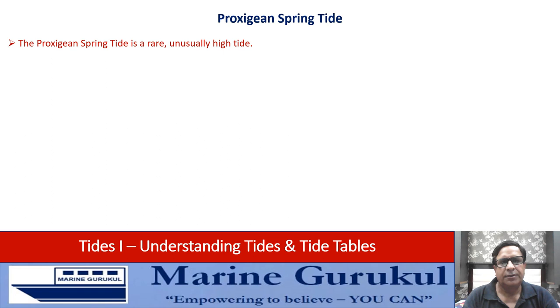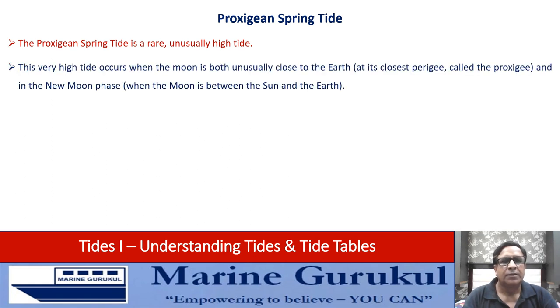Proxigean spring tide is a rare, unusually high tide. So it's obviously a type of spring tide, but in a special condition. This very high tide occurs when moon is unusually close to the earth, that means moon is at perigee, or it's also called proxigee. So when moon is closest to the earth, it is said to be at perigee or proxigee. And in the new moon phase, when the moon is between the sun and the earth, the tide that occurs in this condition is called the proxigean spring tide. This proxigean spring tide occurs at almost every 1.5 years.